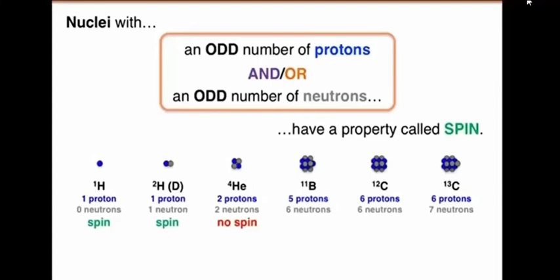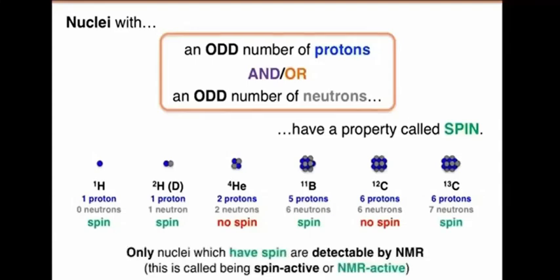Like carbon 12 and carbon 13: carbon 12 has 6 protons and 6 neutrons, while carbon 13 has 6 protons and 7 neutrons, which has spin. Only nuclei which have spin are detected by NMR. No other nuclei are active in NMR spectroscopy, only those which have spin.